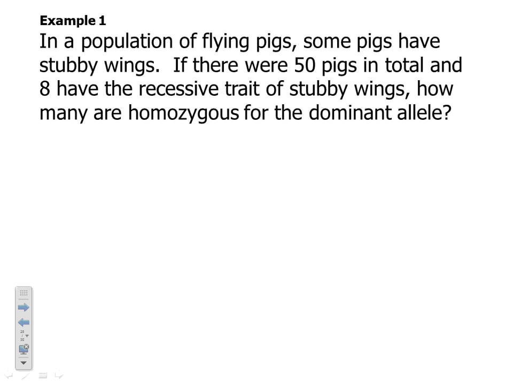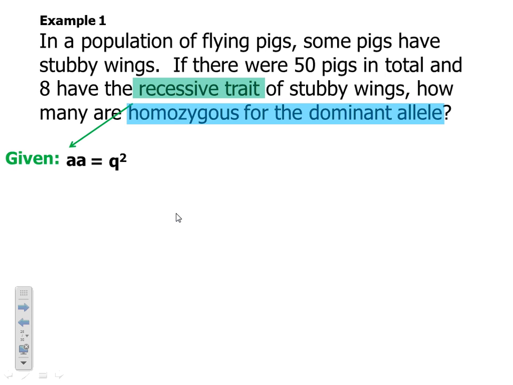Let's try another example. In a population of flying pigs, some pigs have stubby wings. If there were 50 pigs in total and 8 have the recessive trait of stubby wings, how many are homozygous for the dominant allele? Let's start here. We have 8 are recessive, so that means 8 out of 50 is Q squared. We're looking for homozygous for the dominant allele, which was P squared. So let's start here at Q squared. That's 8 over 50, which is 0.16.